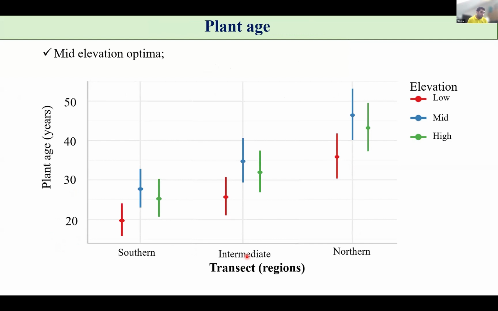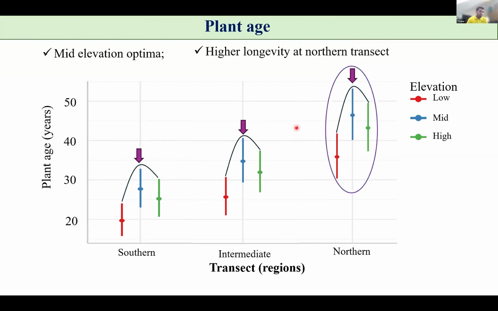In terms of plant age, what we found is that there is a mid-elevation optimum. Here we can see in all these three regions, plant age is maximum at the mid elevations and lowest at the lower elevations, and you can see a hump-shaped pattern. This was consistent across all 3 regions. In terms of the whole regions, which we also call transects, it was higher in the northern transect, or northern region, which was also drier and colder than the other ones.